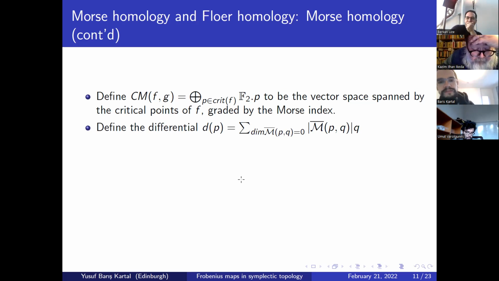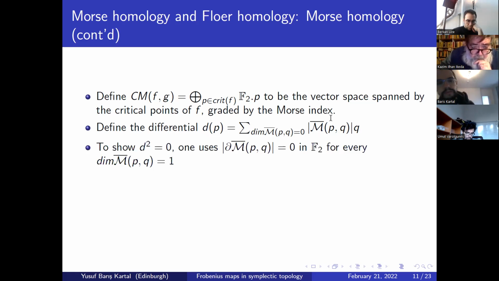Okay, to define the differential, you just count the trajectories between the points of index difference one. So you look at the points where the dimension of this moduli space of trajectories, up to translation, of course, is 0. And those moduli spaces give you the matrix coefficients of the differential. I mean, you take a critical point, you take dp. dp is given by this formula. The coefficient of q is the number of elements in zero-dimensional moduli spaces of trajectories.